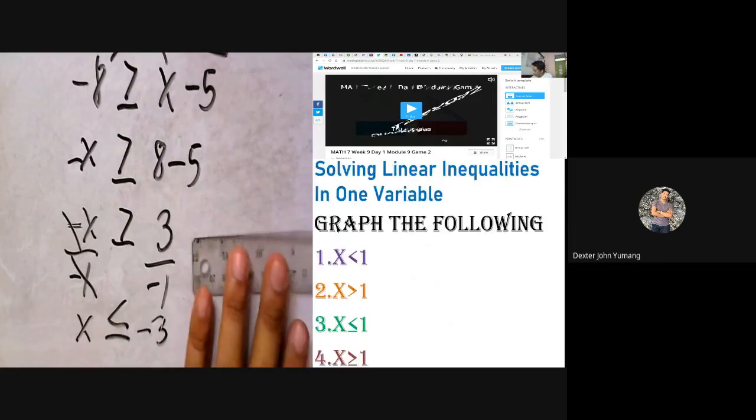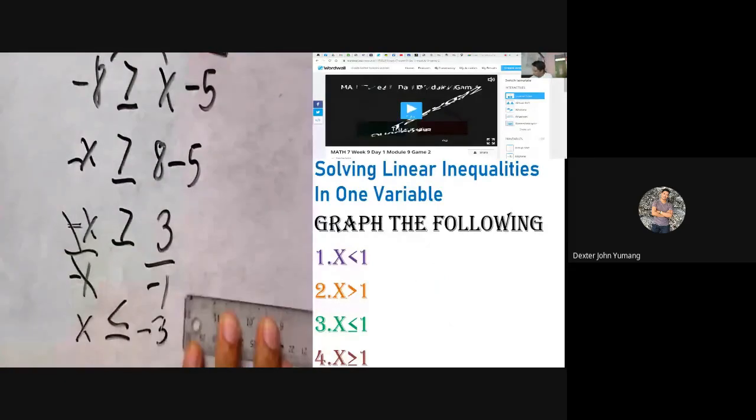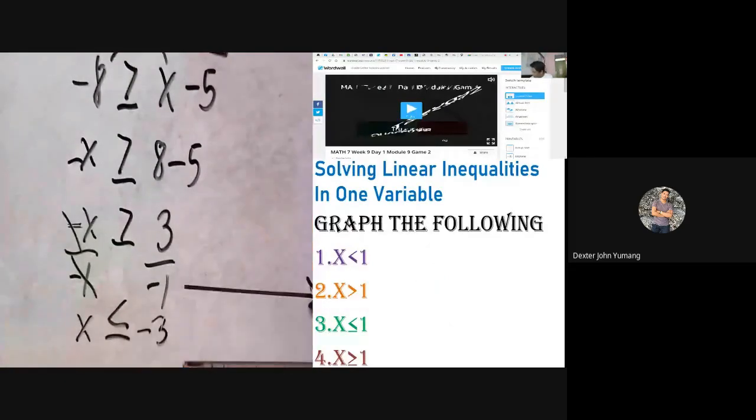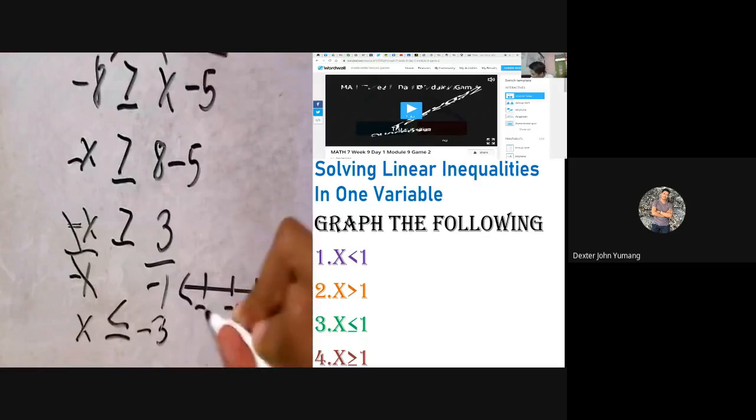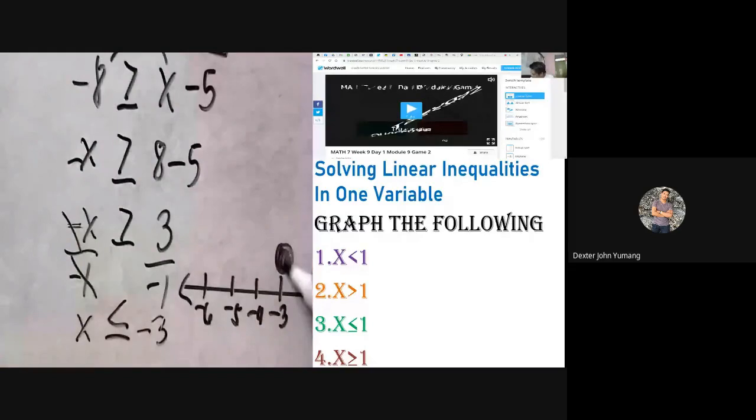Okay? Make some arrow. So, negative 3, less than kay negative 3. Negative 3, negative 4, negative 5, negative 6. Okay? Shaded siya kasi may underline na equal to. Okay, that is now the answer.